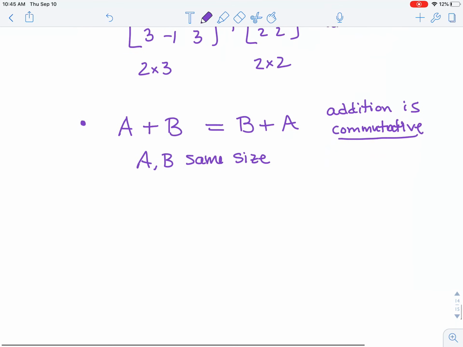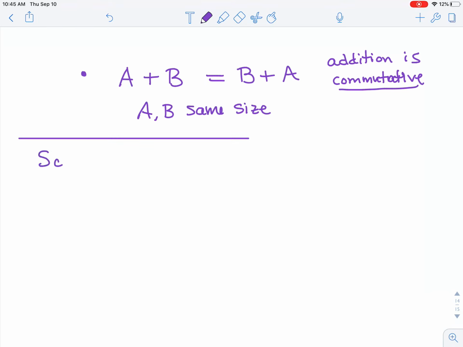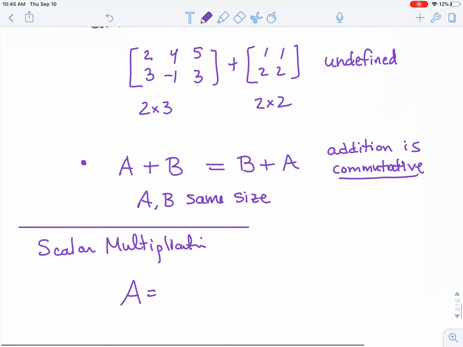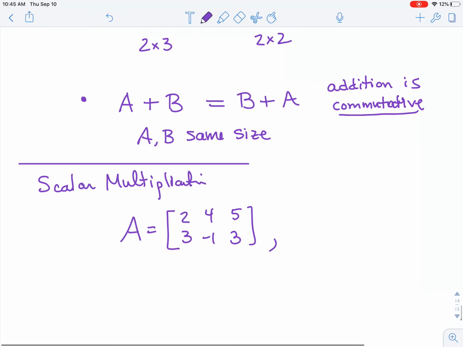Let's finish off this video by doing scalar multiplication. I'd like to keep these videos short. So how do we scalar multiply a matrix? Let's say we have a matrix A. Let's keep it the same as before, a matrix like 2, 3, -1, 5, 3. And what if we want to do something like 4 times A?